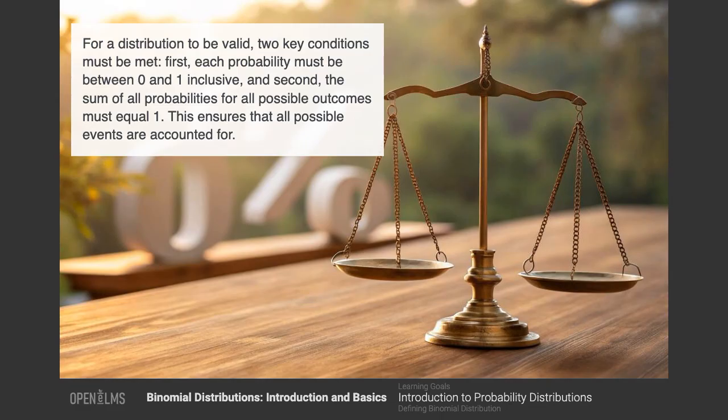For a distribution to be valid, two key conditions must be met. First, each probability must be between 0 and 1 inclusive, and second, the sum of all probabilities for all possible outcomes must equal 1. This ensures that all possible events are accounted for.